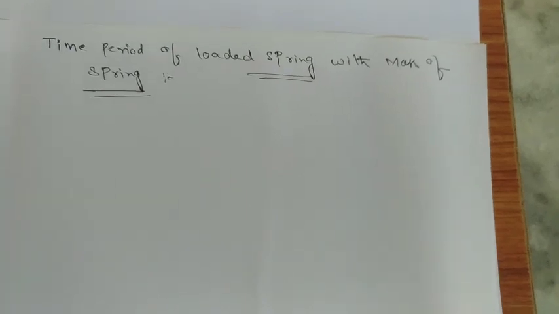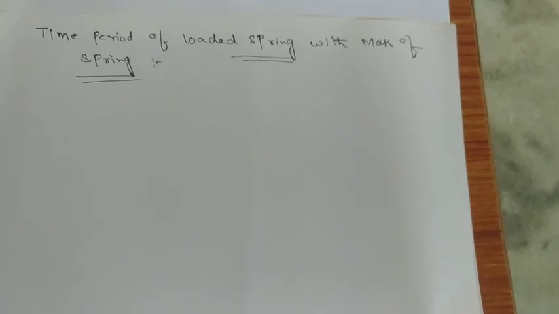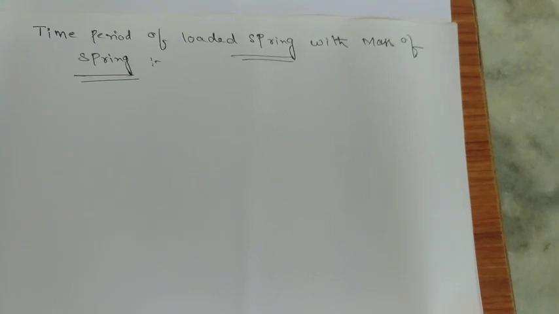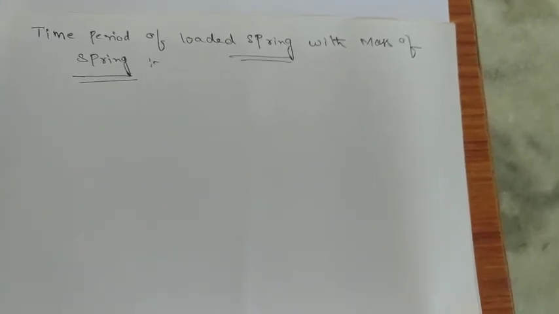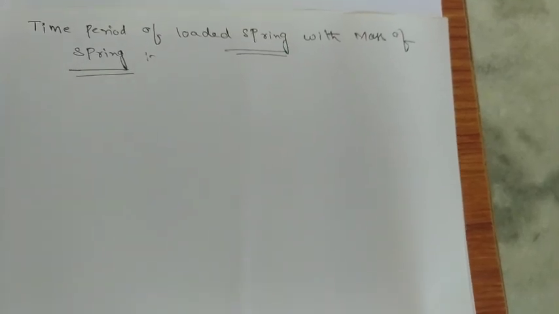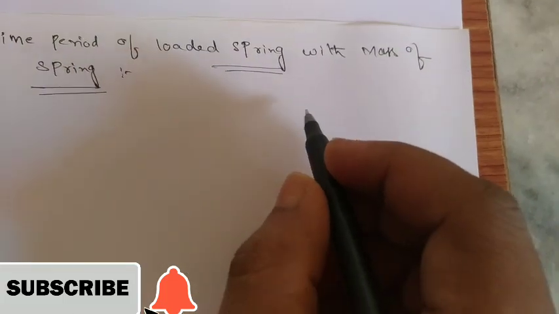Hello all, how are you? Today we will discuss the time period of a loaded spring with consideration of the mass of the spring. Already we know the time period of a loaded spring, T equals 2 pi root over m by k, but here m is the mass of the loaded block. Let me draw the diagram.